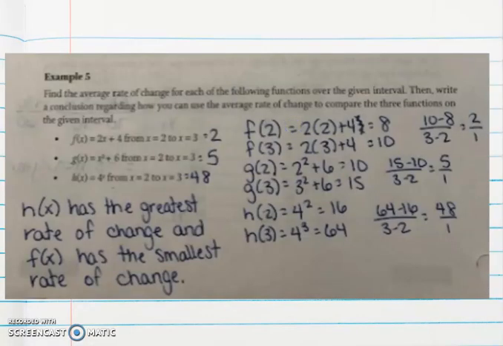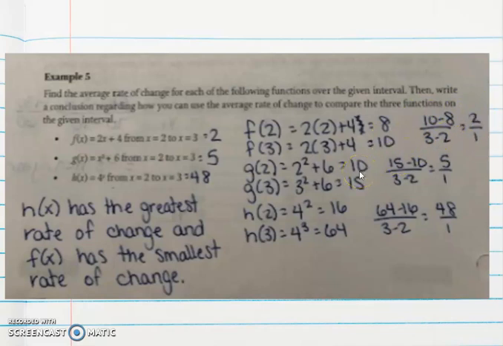You'll notice when I solved example 5, you'll see on the right-hand side my work for function f, for function g, and for function h. After I plugged in 2 as my x value into the first function, I got my y value of 8. So my first x and y values are 2, 8. Then when I plugged in 3 for my function f, I got 10 as my y value, so my second point is 3, 10. I was then able to use those 2 points, plug them into the slope formula, and get a slope or rate of change of 2/1 for function f.